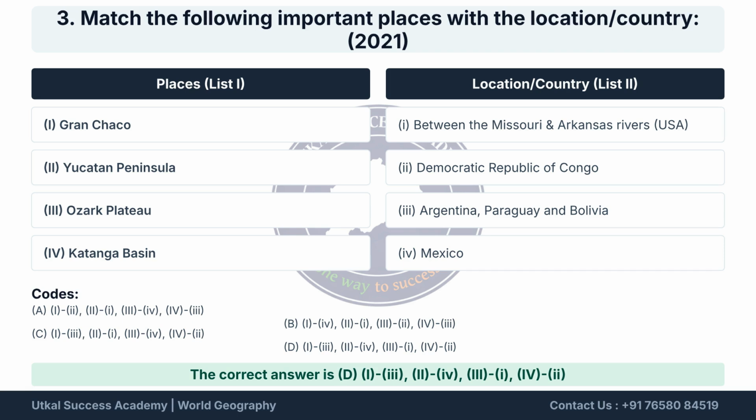Here is a matching question from 2021. The correct answer is D, with the following matches. Gran Chaco is in Argentina, Paraguay, and Bolivia. Yucatan Peninsula is in Mexico. Ozark Plateau is between the Missouri and Arkansas rivers in the USA. Katanga Basin is in the Democratic Republic of Congo.